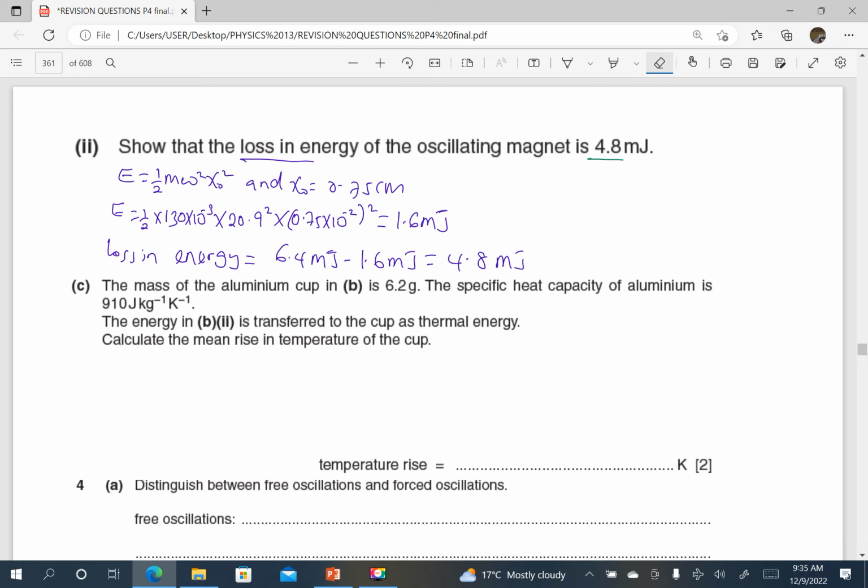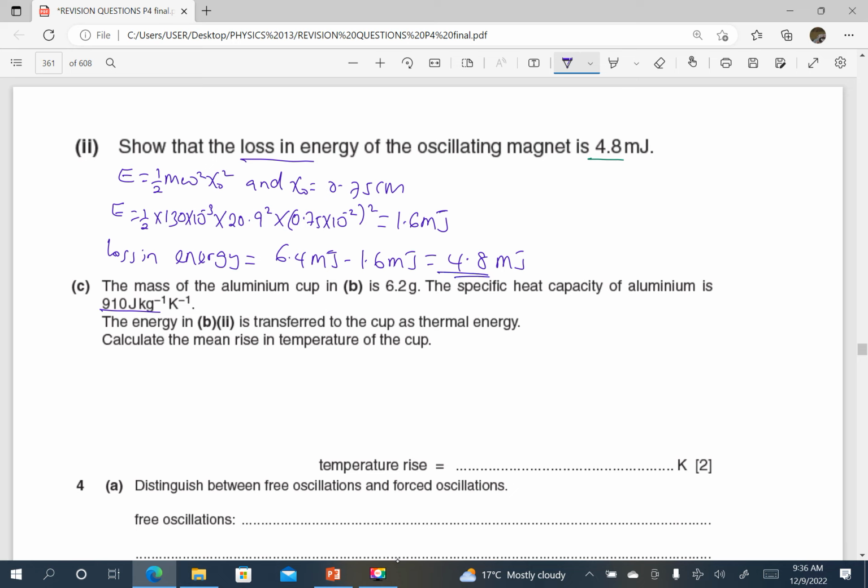The mass of the aluminium cup in B is 6.2 grams. The specific heat capacity of the aluminium is 910. The energy in B is transferred to the cup as thermal energy. Calculate the mean rise in temperature of the cup.